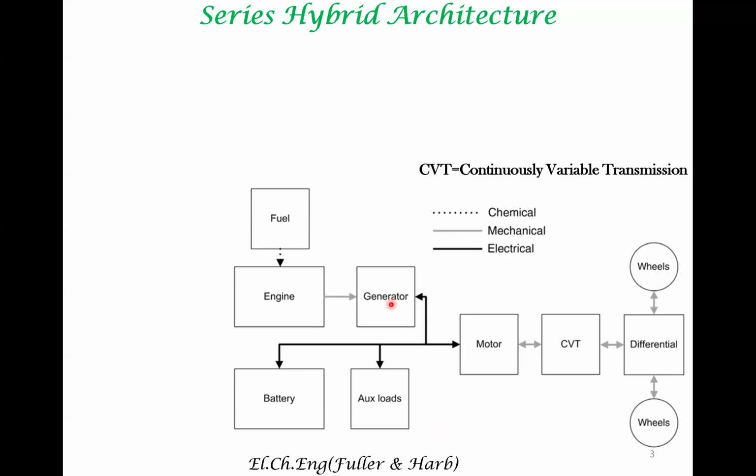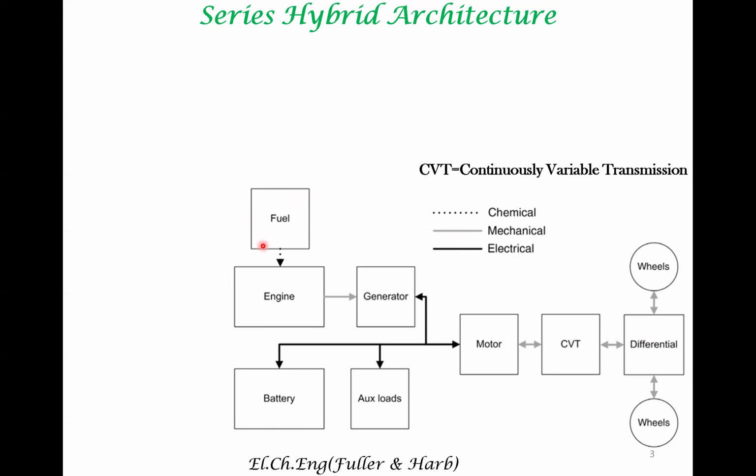So in this, CVT refers to continuously variable transmission. What it means is that the power from the motor to the differential can be varied in a continuous manner. So depending upon the needs of the vehicle, the power requirement will be different. Therefore, different amount of power can be transmitted from the motor to the differential.